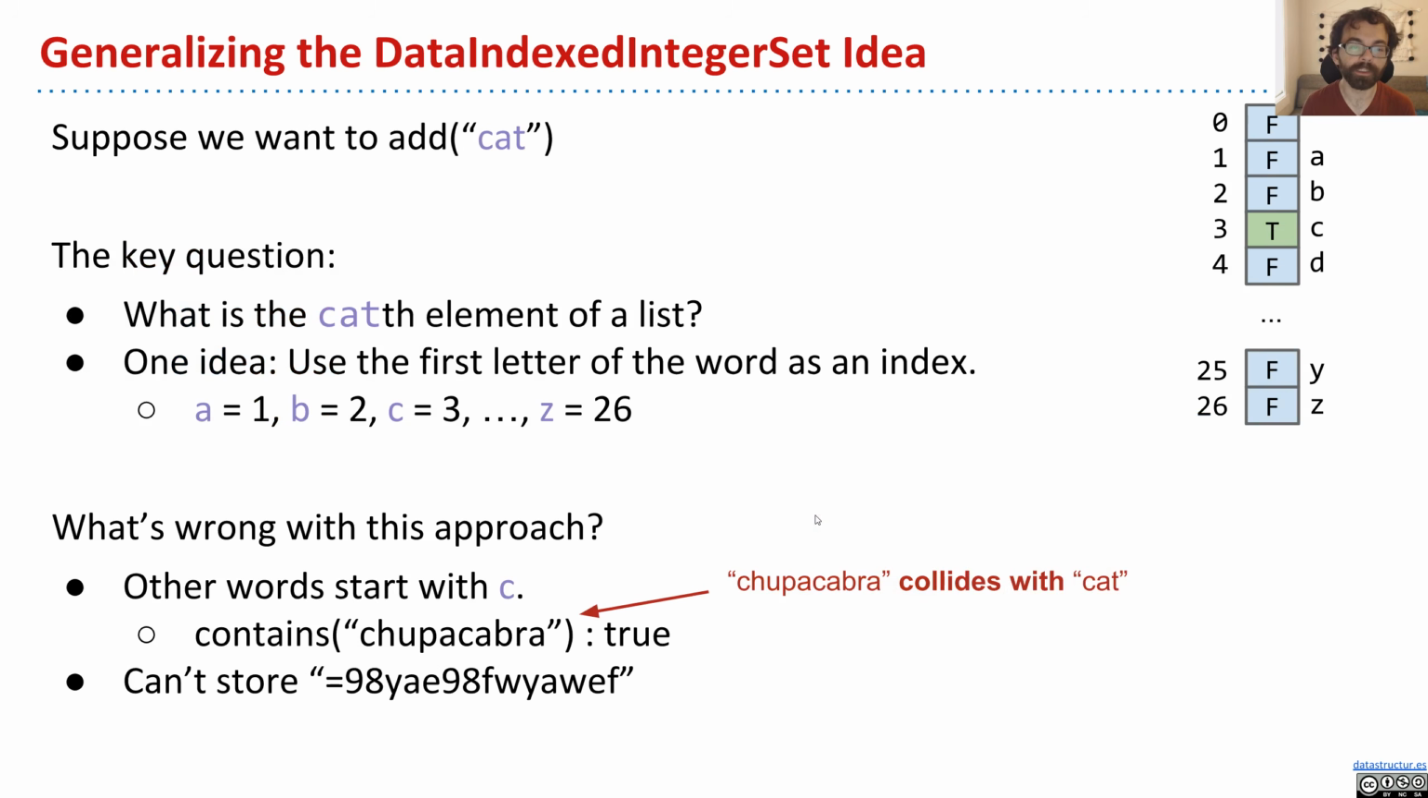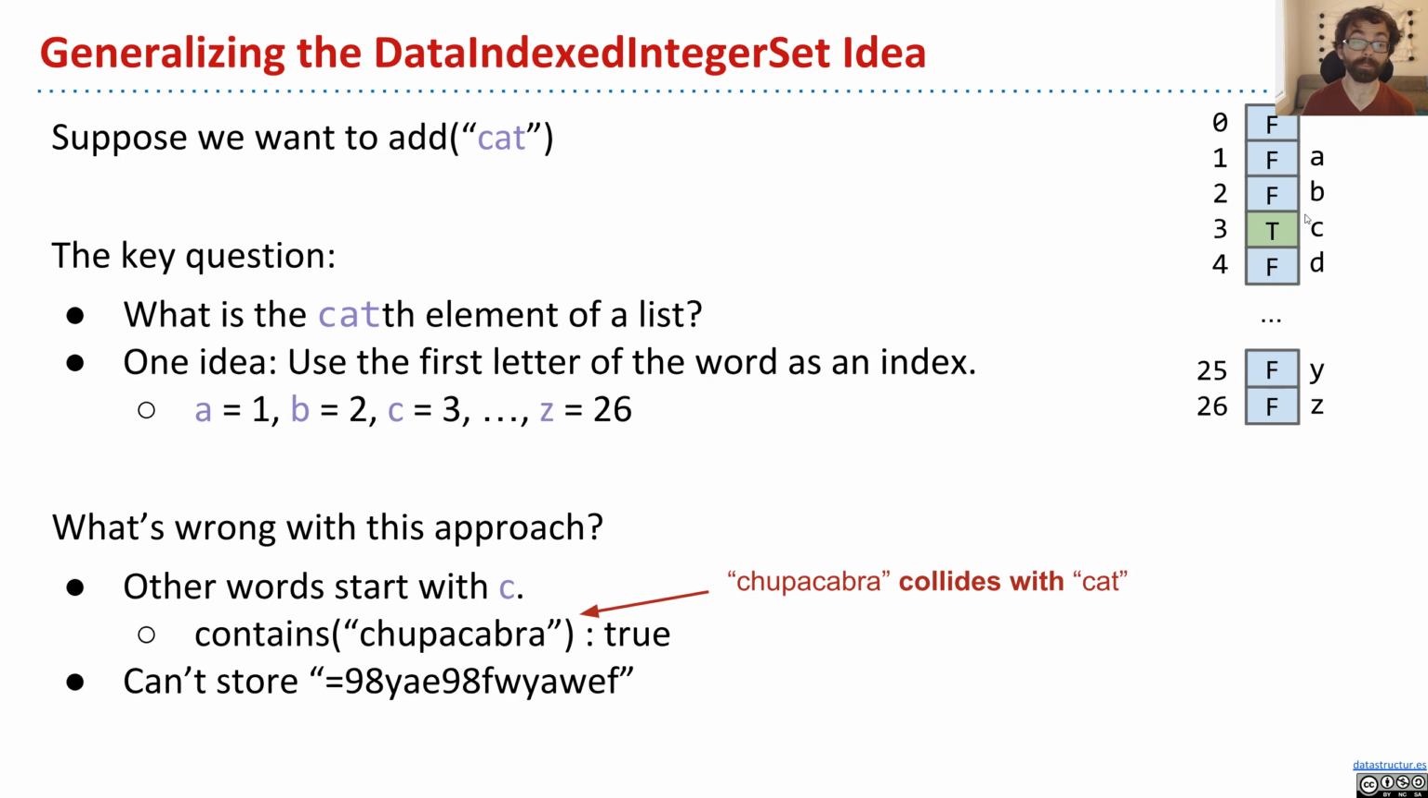So the key question then really is, what is the catth element of a list? Well, here's one kind of bad idea, but an idea that pops to mind, which is, let's just use the first letter of the word as an index. So cat starts with C, and C is the third letter of the alphabet, so I'll just set this value to true. That is value 3 to true.